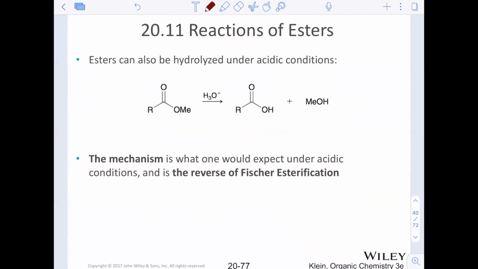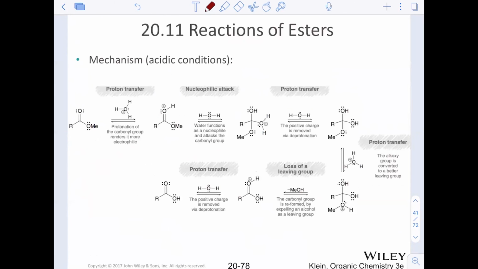You can also hydrolyze esters under acidic conditions. This is what I was hinting towards. The mechanism would be the reverse of Fischer esterification, all right? Let's just walk through it relatively fast.